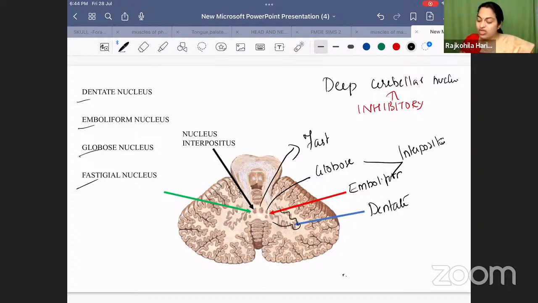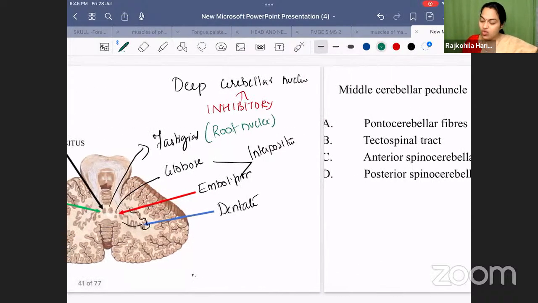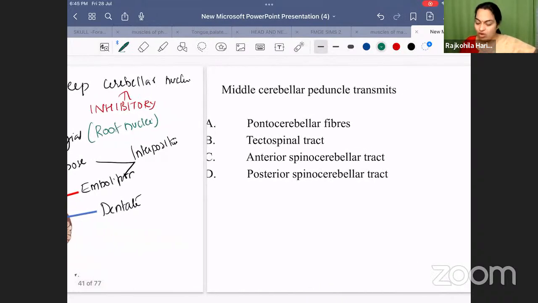that's the fastigial nuclei. Since it is in closer proximity to the roof of the fourth ventricle, it is also called the roof nuclei. This fastigial nuclei is the nucleus of the archicerebellum, which has control over the trunk of the body. Lesion of it can lead to truncal ataxia. So this is all you should know about the cerebellar cortex.